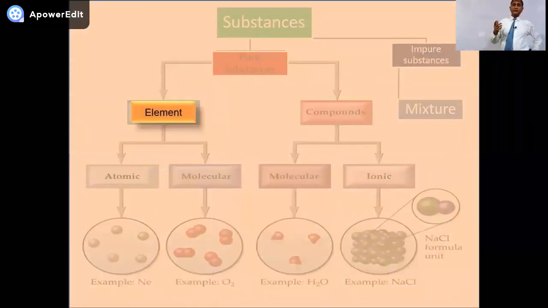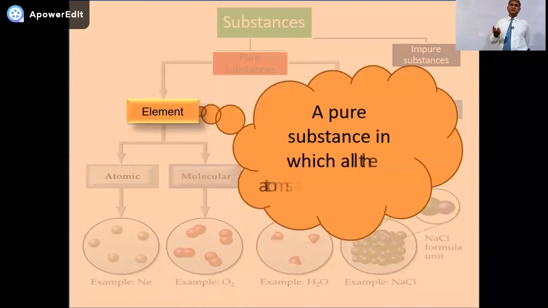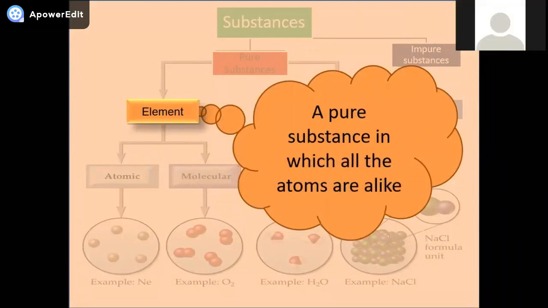So how can we define element? It is something in which all the atoms are alike. All the atoms have same atomic number, same characteristics. Like the piece of gold, like the piece of silver, like the piece of carbon, like the piece of aluminum. All of these contain only one kind of atom, and we call such substances element. Right? You can see the definition on the screen. That's it.